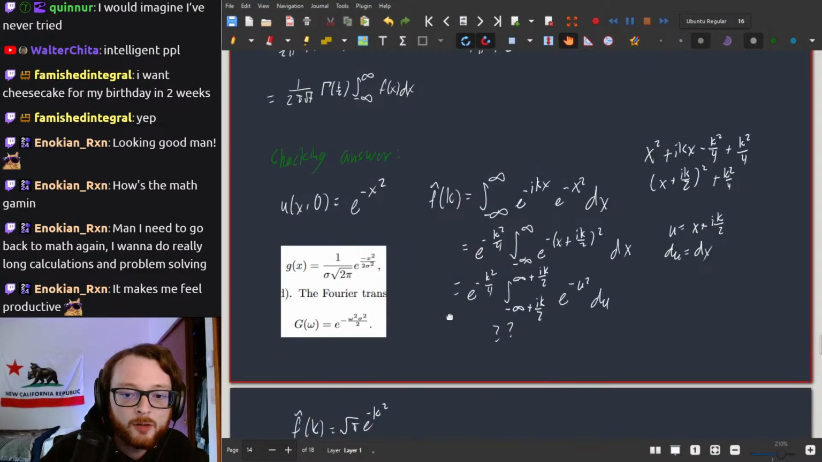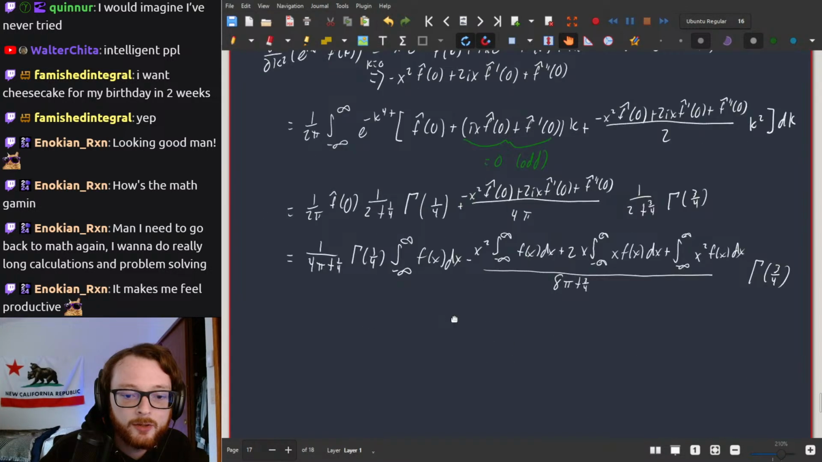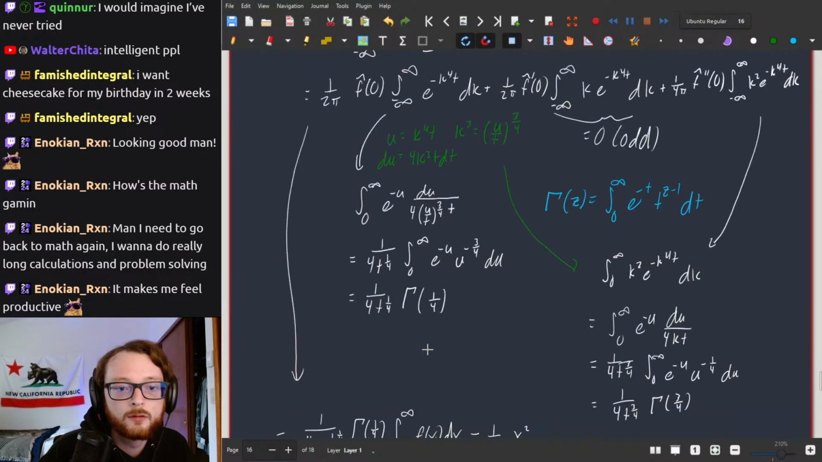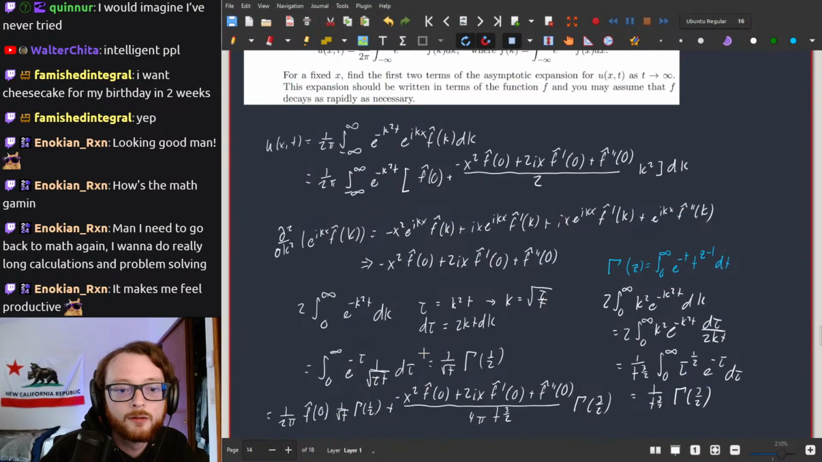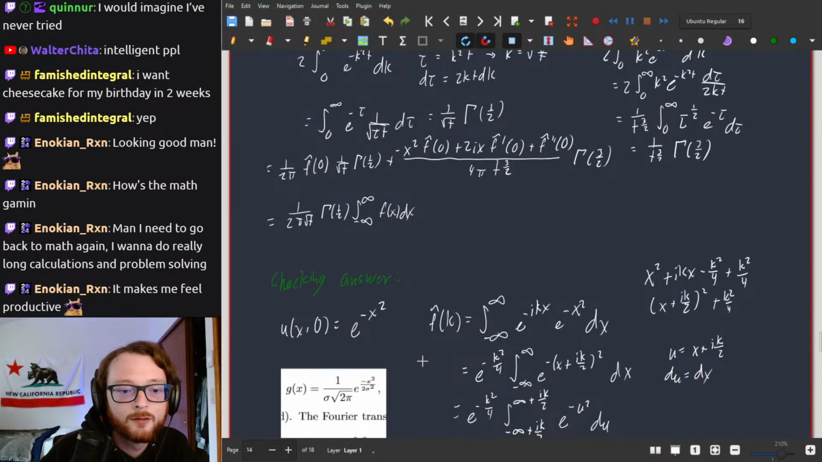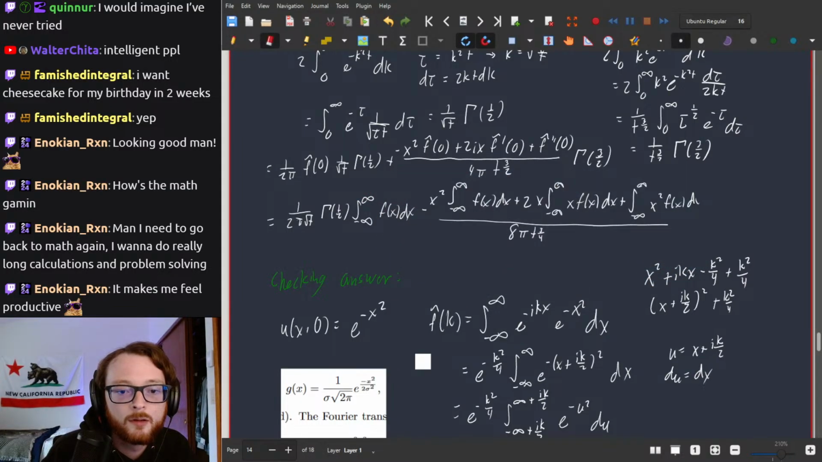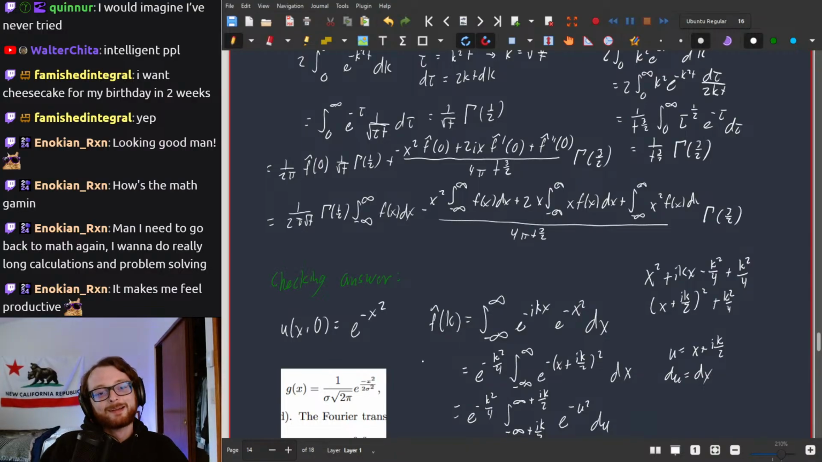Okay, then that numerator becomes the same thing as down here. Why reinvent the wheel? Update the denominator. 4 pi t to the 3 over 2, gamma 3 over 2. And I guess that's my answer. Ugh.